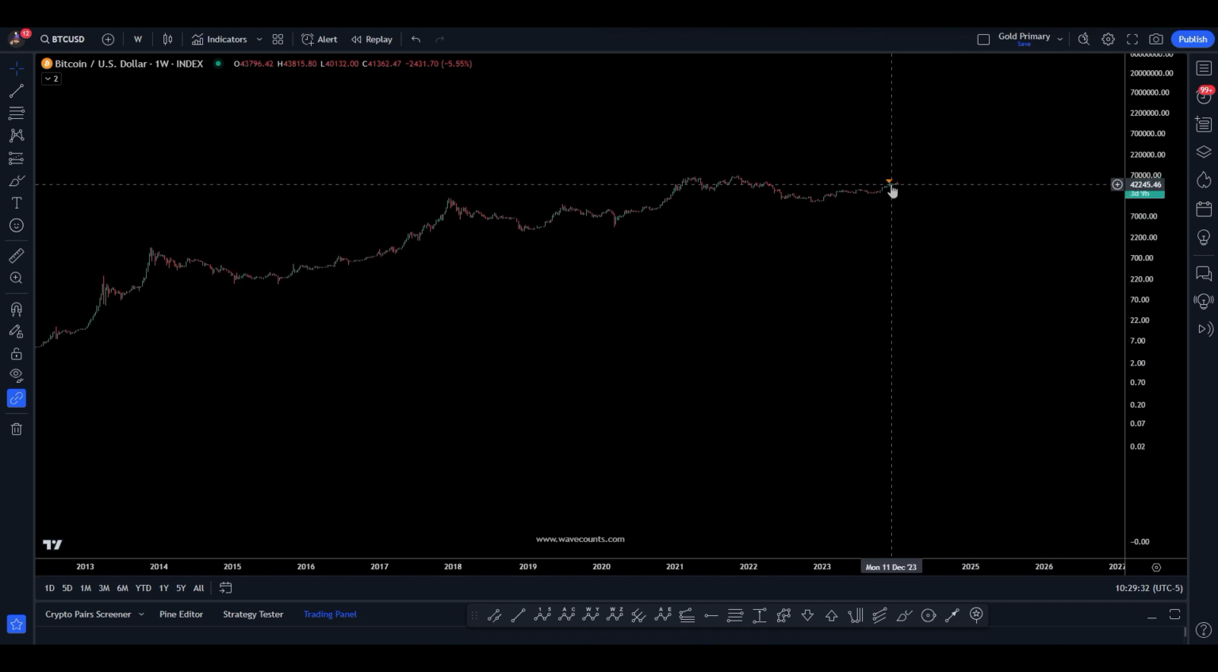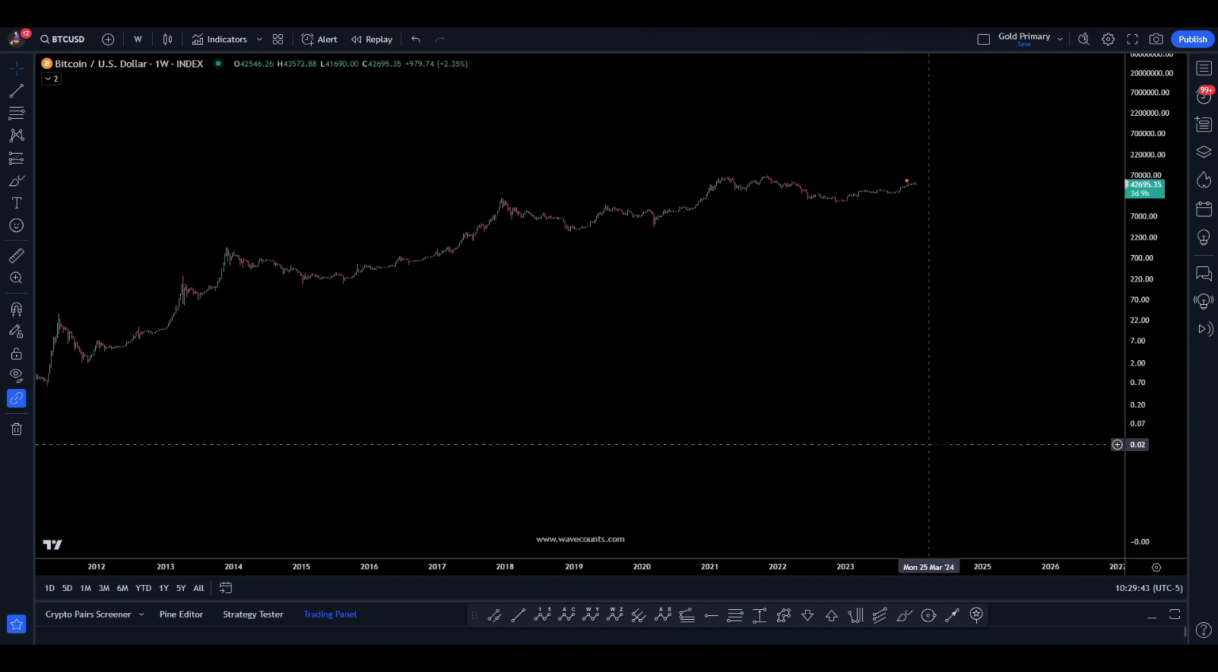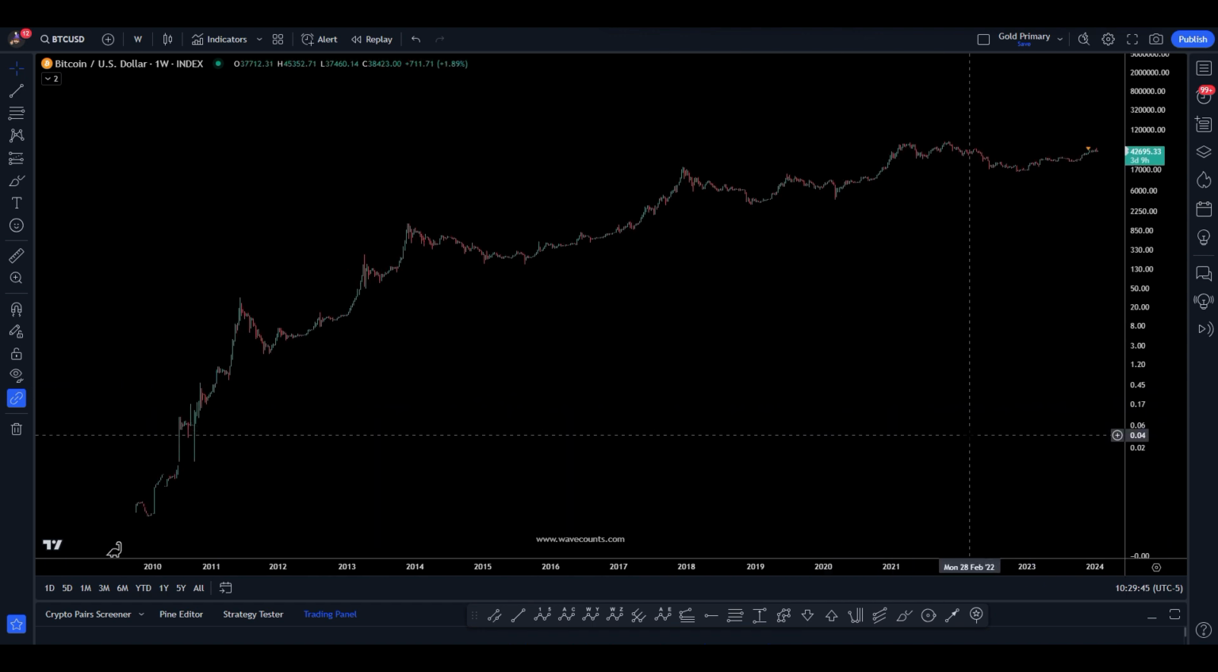You see these little arrows on here? I publish ideas, private ones, to my Discord members. This is just one of them on one of the charts. Only those guys can see them.